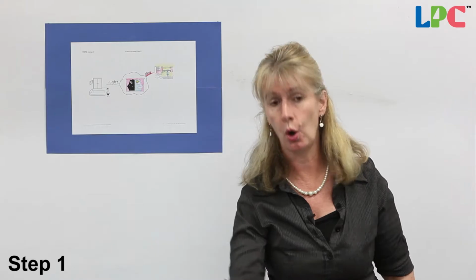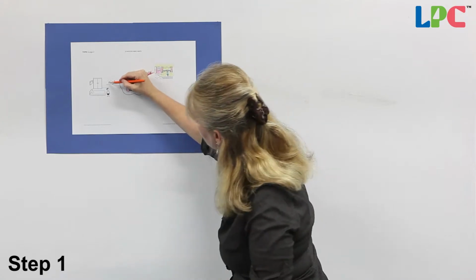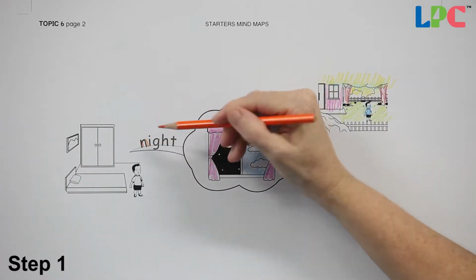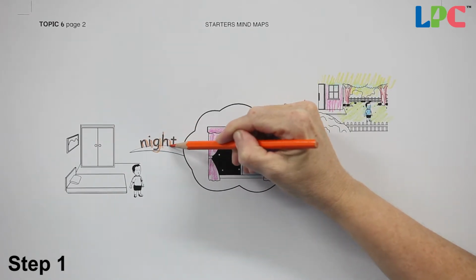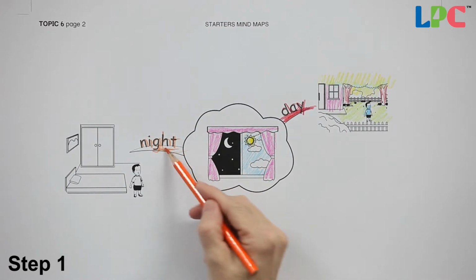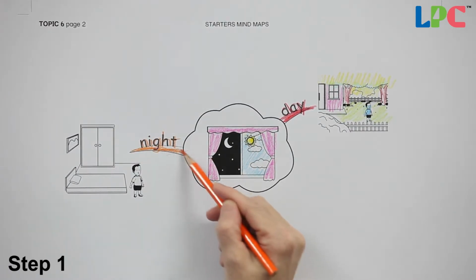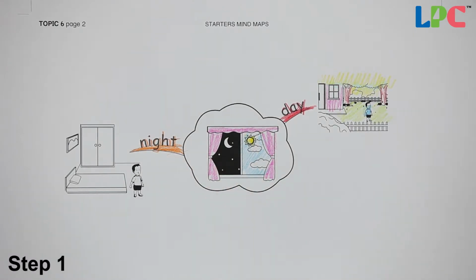Night. With your orange pencil, write night. Let's do it together. N-I-G-H-T. Night. And color orange. Night.